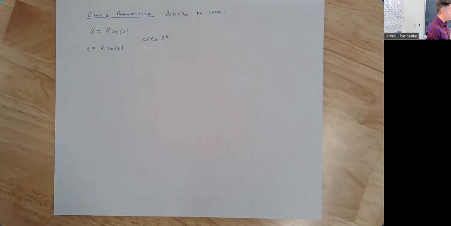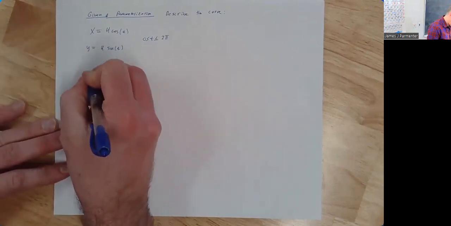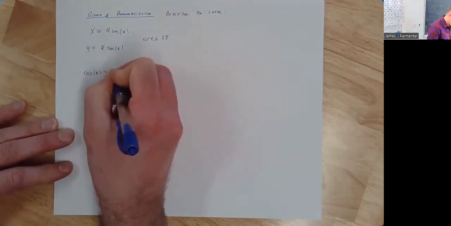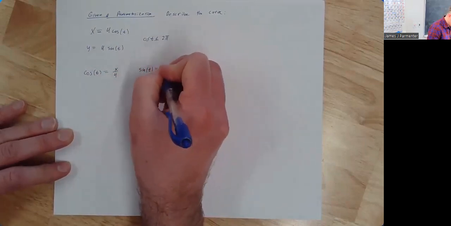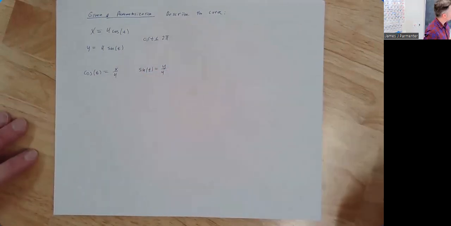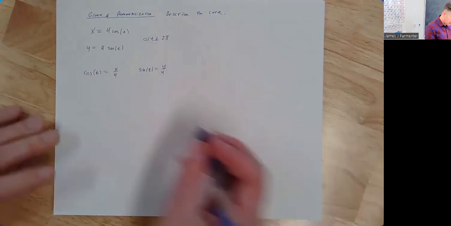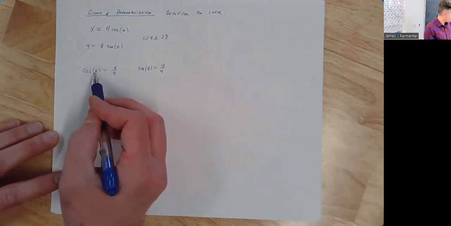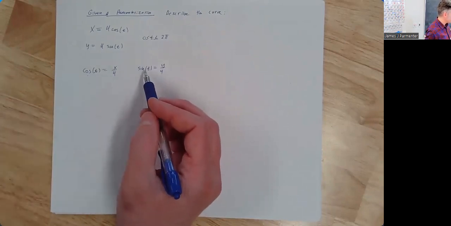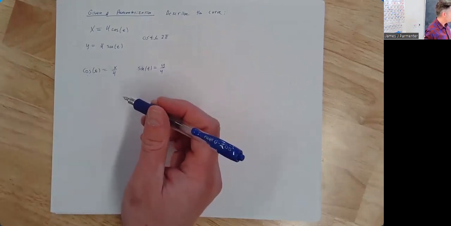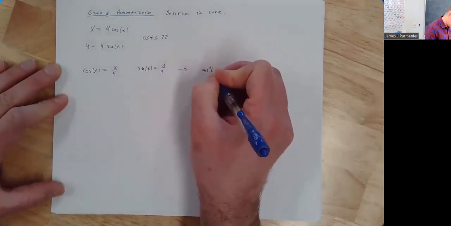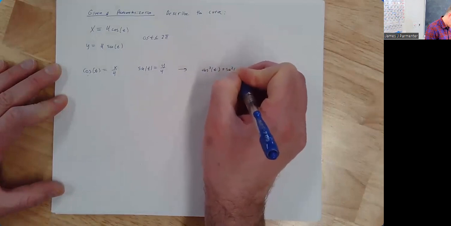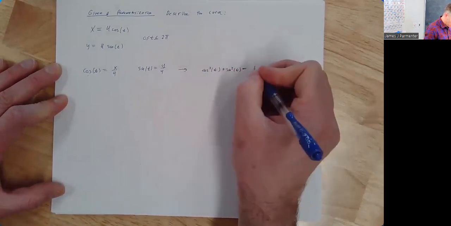Isolate cosine and sine, meaning I'm going to say that cosine of t equals x over 4, and sine of t equals y over 4. This might feel like too much work for this particular problem, but there is a method to this madness. So then I know that cosine of an angle squared plus sine of the same angle, the angles do need to be the same, squared is going to equal 1. So I can say, great, cosine squared of t plus sine squared of t is equal to 1.